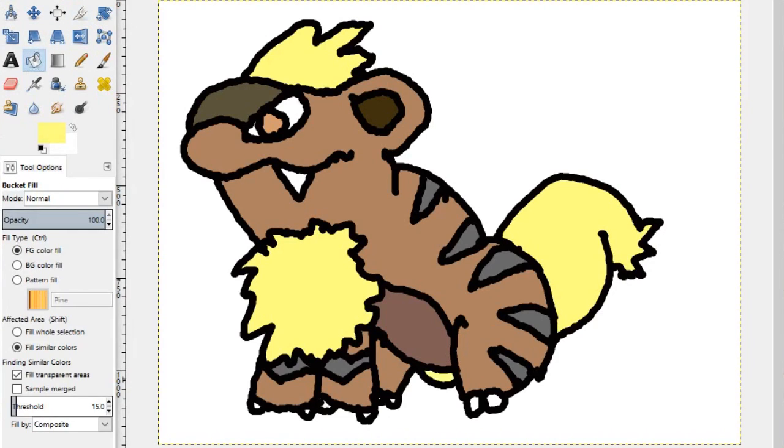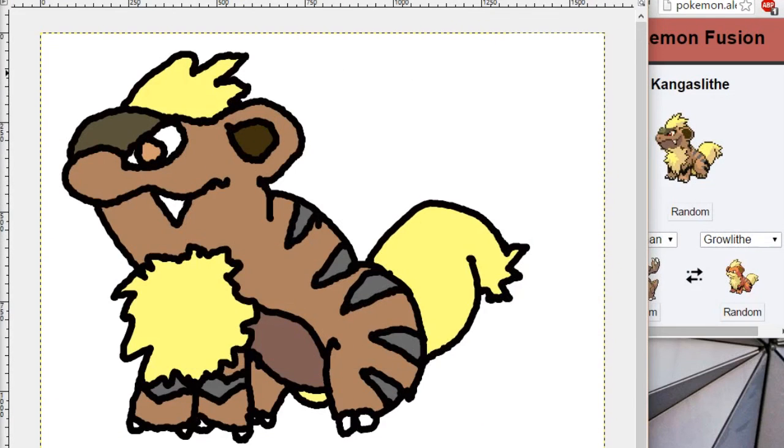And there you go, Kangaslith. Alright, so this guy turned out much better than the last one, I believe. So, congratulations everyone. We just saw the birth of Kangaslith. Let me get the color to finish off his name.